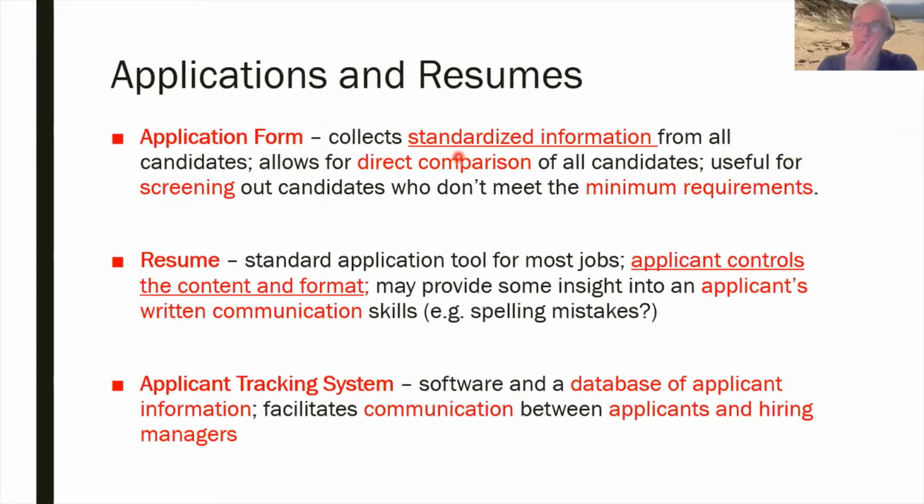Okay, so start with applications and resumes. There are 2 ways to get information about the candidates after they've applied.